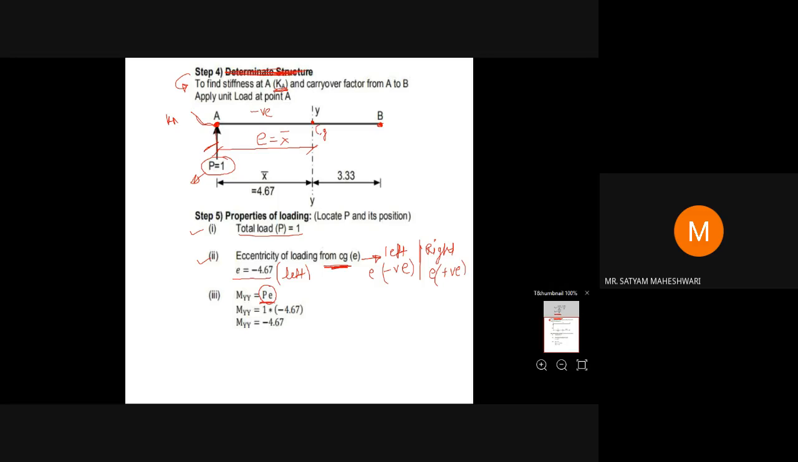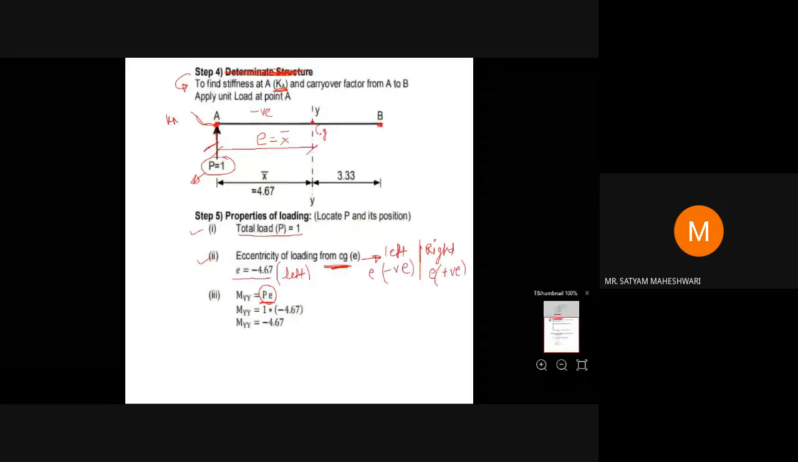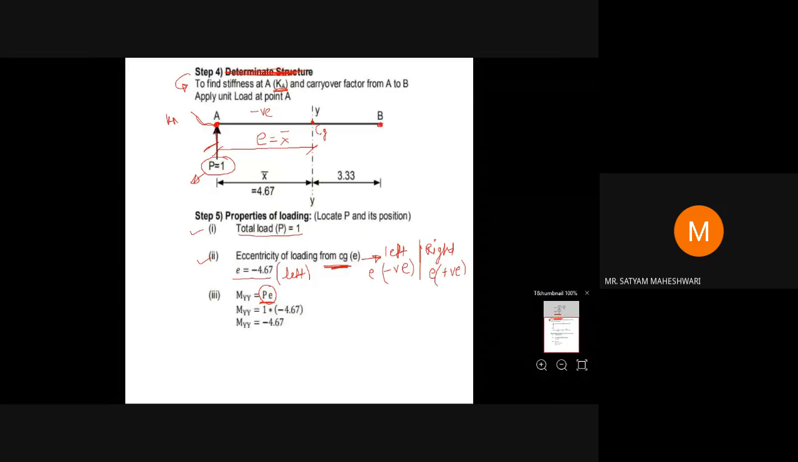So P into E, force into the perpendicular distance. P is equal to 1 into minus 4.67. Don't make any mistake here. Don't put the value of E as plus 4.67, you will get the wrong answer. Why? Because you have to follow the sign convention: left side minus, right side plus. So the moment of P about the y axis is equal to minus 4.67. You have the value of P and the value of E, so you can find out M YY.